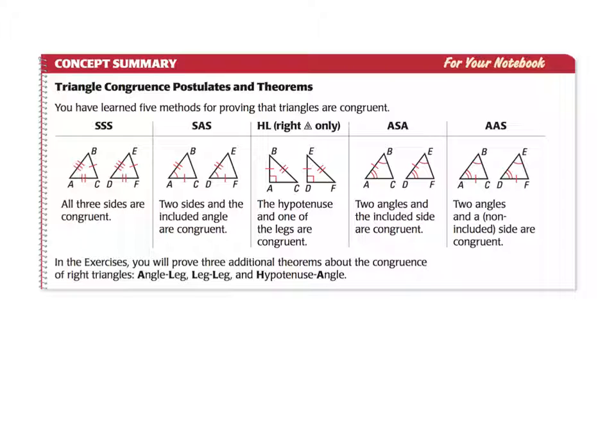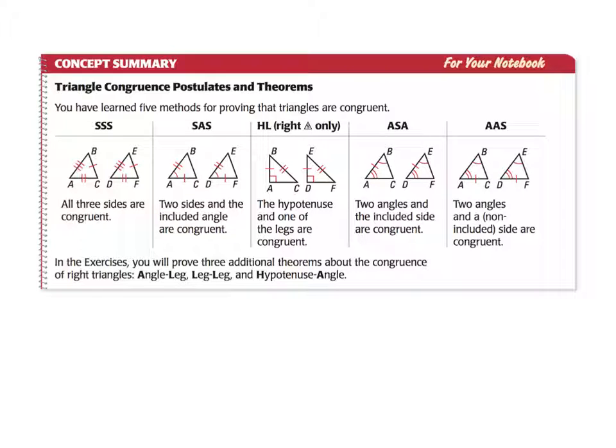shortcuts that we've seen in this chapter. The first one was side, side, side. If you can show that all 3 sides are congruent, then the 2 triangles are congruent. The next was side, angle, side. So if you can show that 2 sides and the included angle are congruent, then the 2 triangles are congruent. The third shortcut that we saw was called hypotenuse leg. And remember, it was for right triangles only.